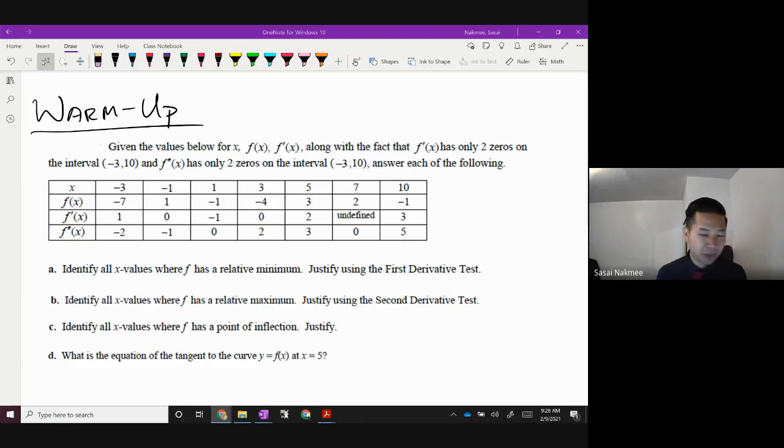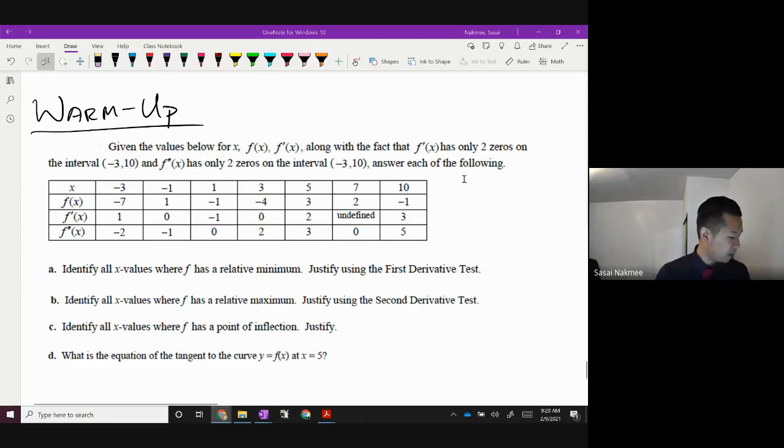If you're watching on the recording, we're working on this warm-up today, and I'm giving everybody a couple minutes to try this out and see if they can answer it for me. Given this table, from the interval from -3 to 10, they have some specific values for the function, specific values for the derivatives at those points, and the second derivative values at those points as well. They tell us that the first derivative only has 2 zeros on that interval, and the second derivative has only 2 zeros on that interval as well. So there's no other zeros, only those two that are shown on the table.